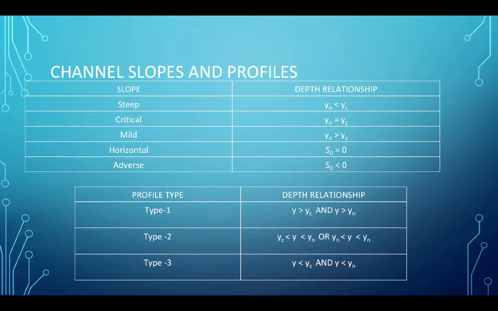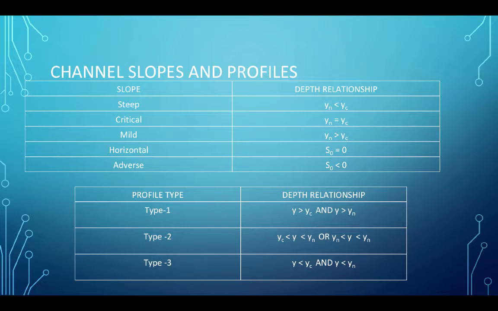Then there's three types of profile, types 1, 2, 3. And they're determined based on the relationship of the computed depth and the critical depth. Obviously we don't know the computed depth ahead of time, but we can make pretty reasonable estimates just by studying the channel boundary conditions. But if the computed depth is going to be larger than critical depth and larger than normal depth, that's a type 1 profile, fairly common.